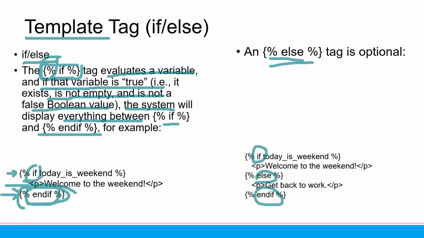So for example, if today is weekend, and the condition is true, then we will do p. p is the paragraph. So we are going to print the paragraph, welcome to weekend, in the HTML file. If it is not, then get back to work.